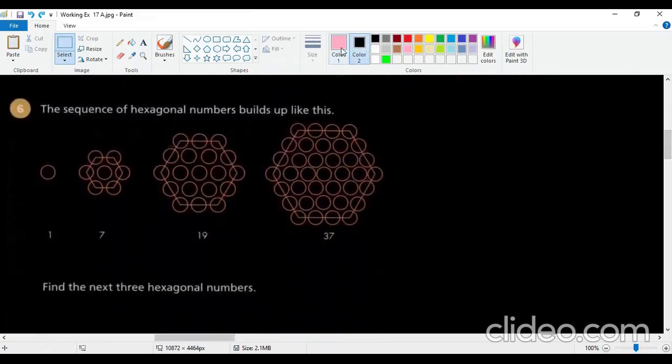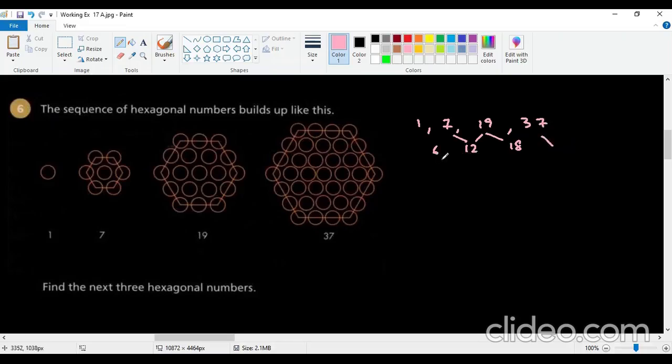Anyways, now here it is a sequence of hexagonal numbers building up like this. So it is 1, 7, 19, and 37. What can we see here? That 1 plus 6 is giving us a 7. 7 plus 12 is giving us a 19. And 19 plus 18 is giving us a 37.